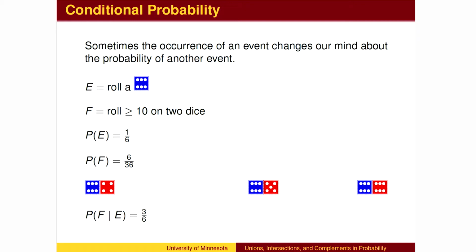In this case, the probability of event F getting a total of 10 now becomes a question of what happens on the second die. We already have 6, we just need 4 more, so 3 of the 6 possibilities are good. The probability of F, given that E happened, is 3/6, much better than the original 6 out of 36.